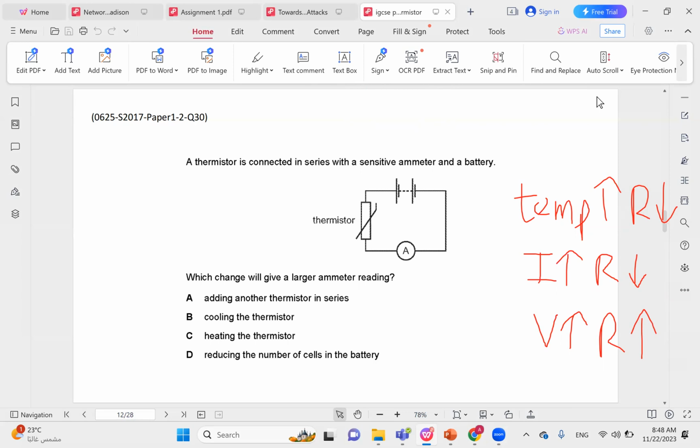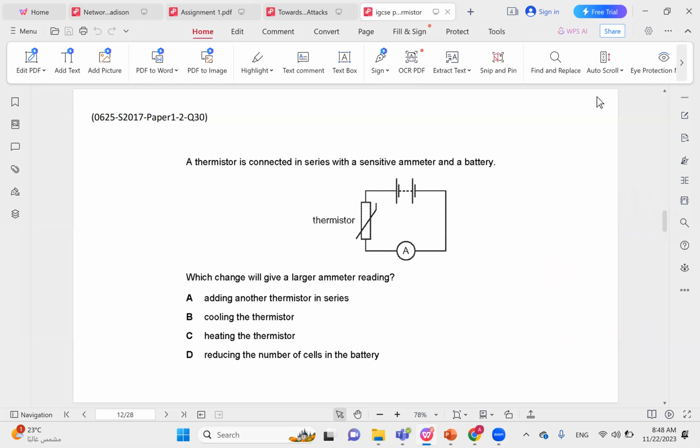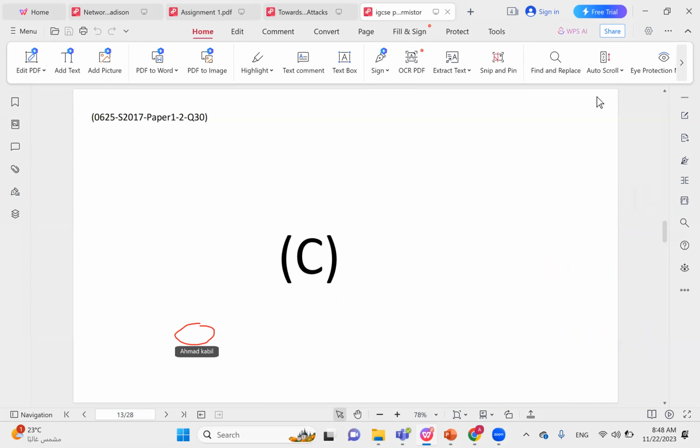Temperature and resistance are inversely proportional. Current and resistance are inversely proportional. Voltage and resistance are directly proportional. So in this question, the correct answer is C, heating the thermistor.